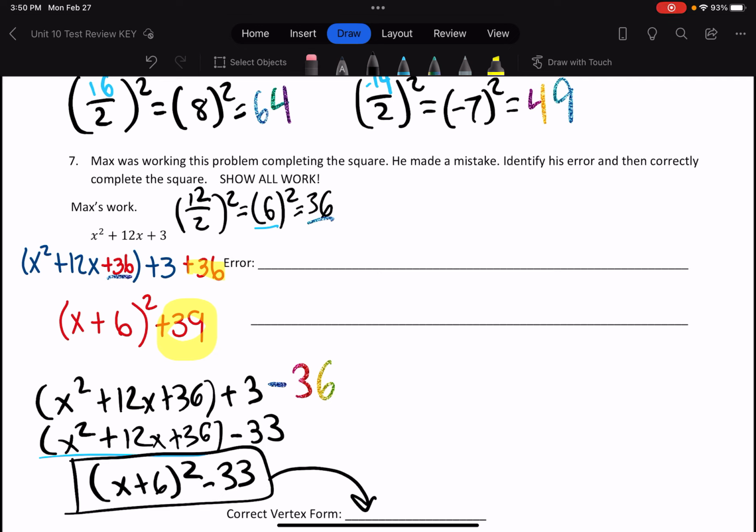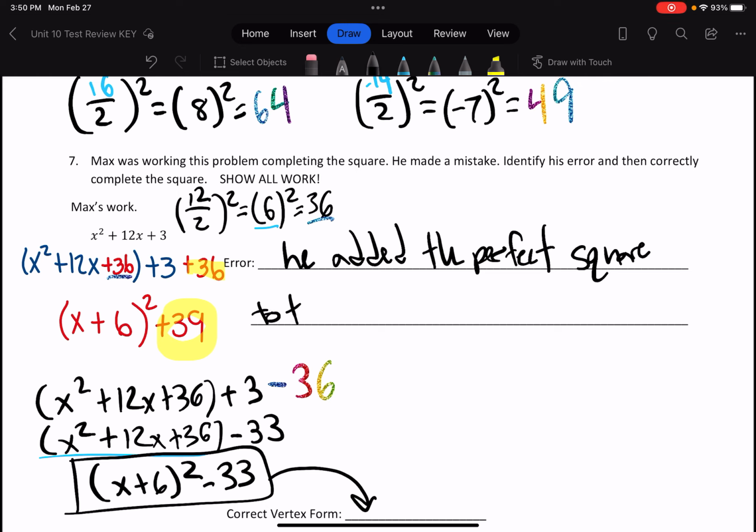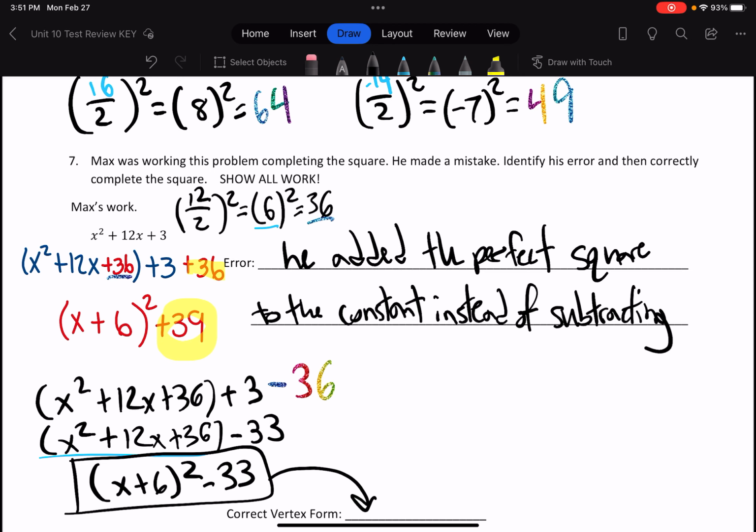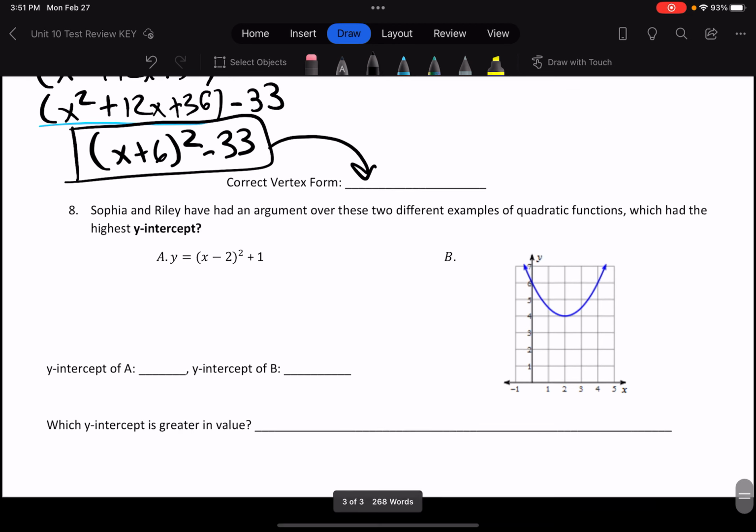And his error was that he added the perfect square to the constant instead of subtracting. Which leads us to our last problem.